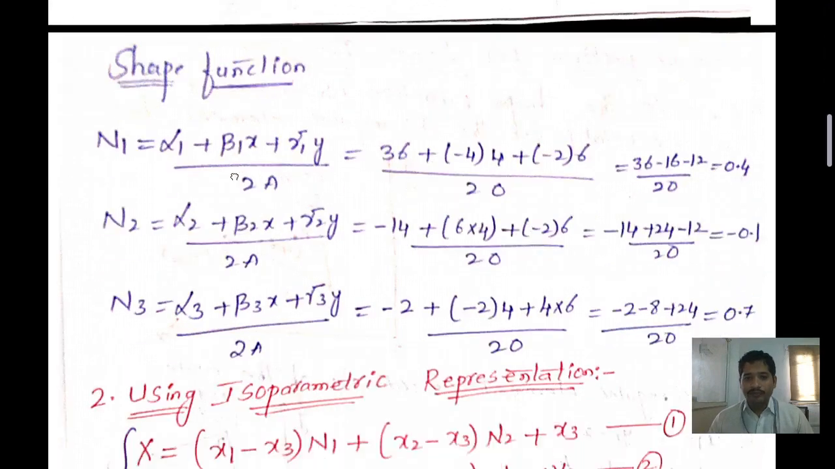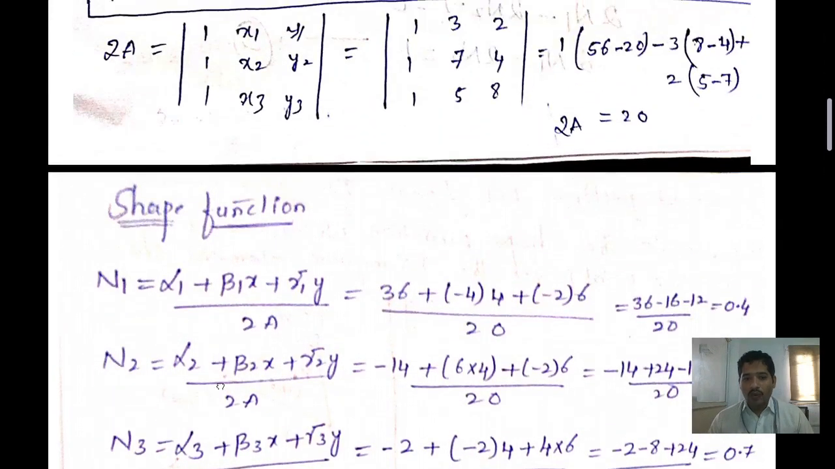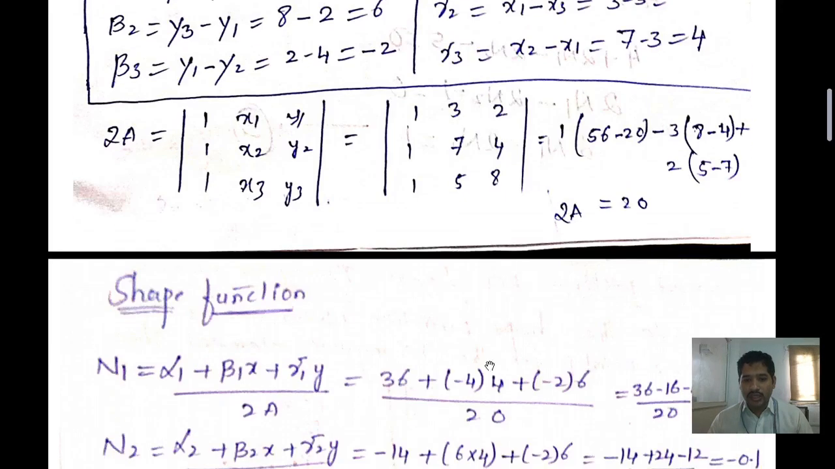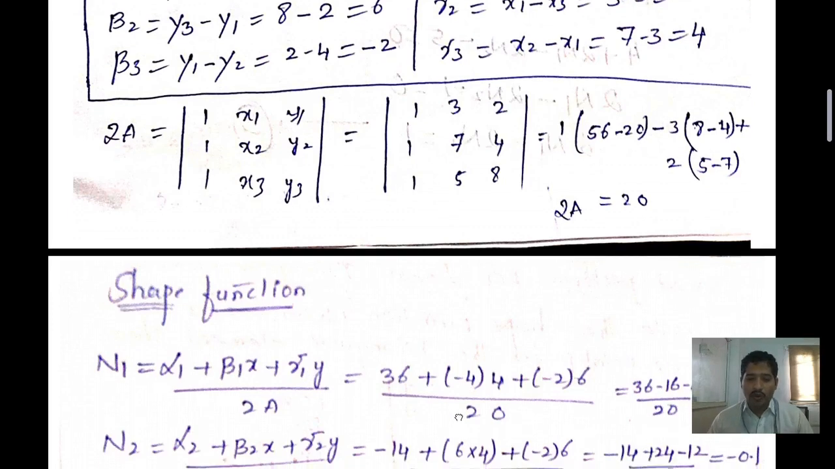So here alpha value, how much is given here? Alpha value is given here 36 plus beta value is minus 4 into x plus gamma value is minus 2 into 6 by 20. So if you divide this whole value, then you will get the answer is 0.4.